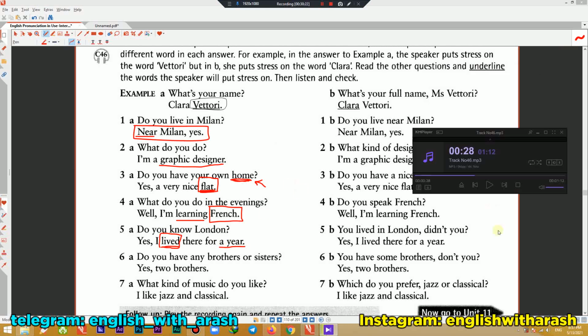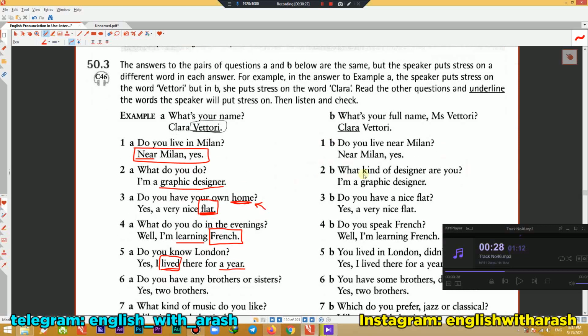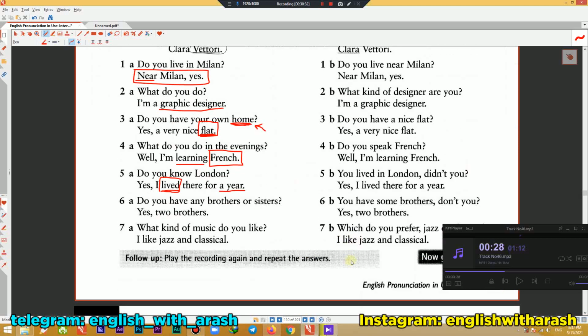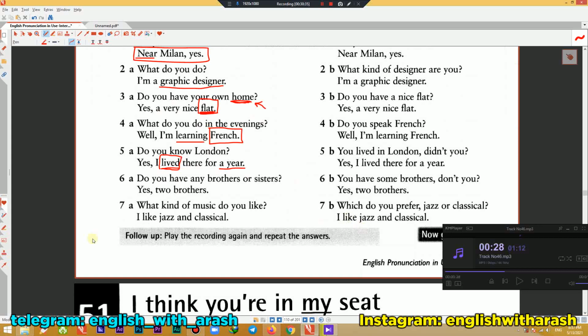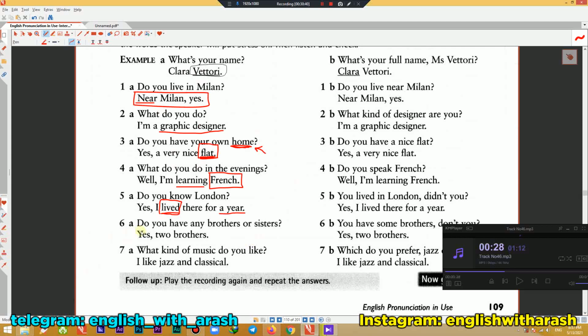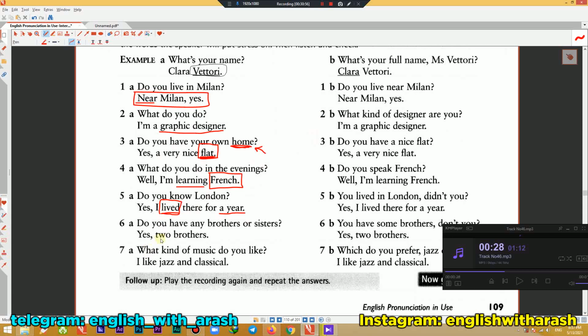But I just don't know what is happening here. Why do we have A and B here? This is the same thing. Oh, I think there has to be some kind of underlining here. Okay, number 6. Oh no, that's different. I don't know that.